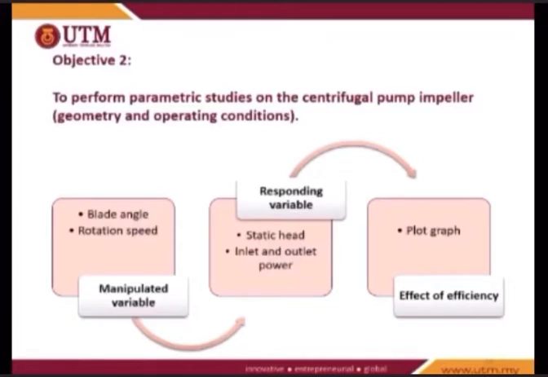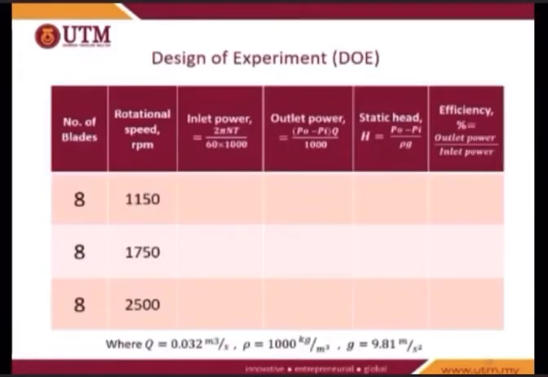So in order to achieve objective 2, I was supposed to also manipulate the number of blades earlier, but because of the limitation of time, I only managed to manipulate these two variables, which are the blade angle and the rotation speed. The responding variables are the static head, inlet and outlet power, and the effect on efficiency can be seen in the plotted graph. So this is the DOE for case 1, where I only manipulate the rotational speed.